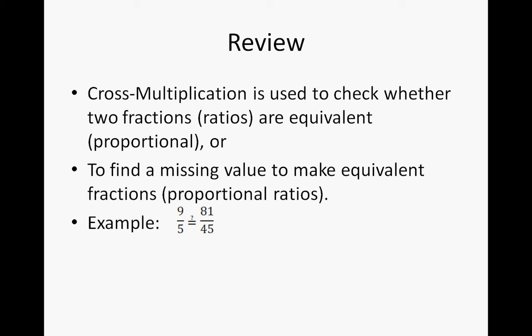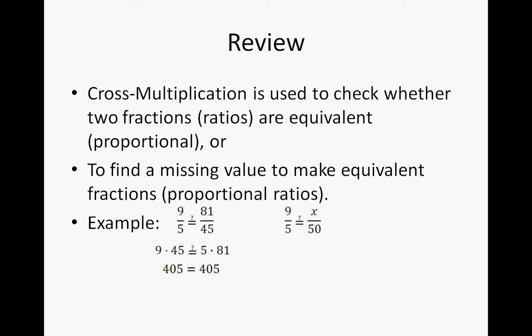So using our cross multiplication theorem, we're going to multiply 9 times 45, and 5 times 81. Because again, what we're leaving out is the fact that we are multiplying 5 times 45. It's just we don't need to know that number. We're just checking to see if the numerators are the same. And when we do that, 9 times 45 is 405, and 5 times 81 is 405. So therefore, we can say that these are equivalent fractions or proportional ratios.